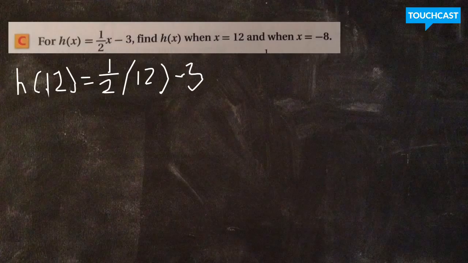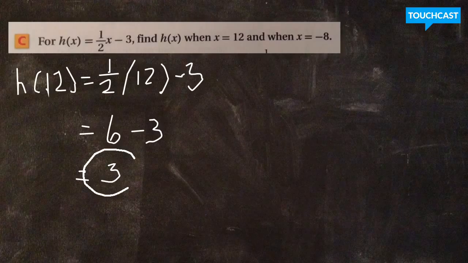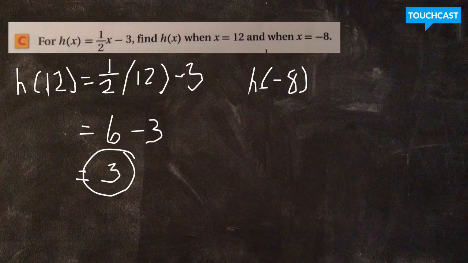Now 1/2 times 12 is going to result in us getting a 6. And if we subtract 3 from that 6, we're going to get our final answer, which is h of 12 is equal to 3. So we have found h of 12. Let's look up h of negative 8. So wherever there's an x, we're going to substitute a negative 8 into the function.